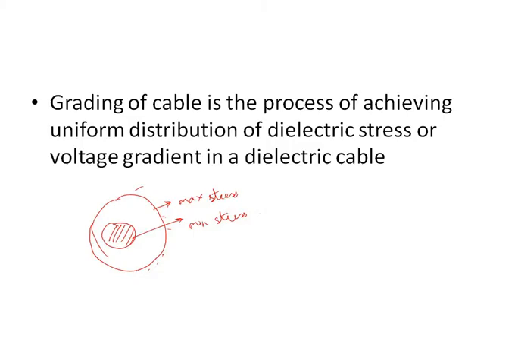This non-uniform distribution of dielectric stress will lead to the insulation breakdown. Over here between the core and the outer layer there is an insulation present. It also gives mechanical support to the conductor. So to avoid the insulation breakdown, it is required to distribute the dielectric stress equally throughout the dielectric cable. It is very important that the dielectric stress should be equally distributed.